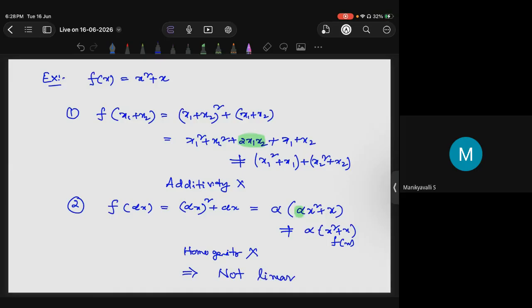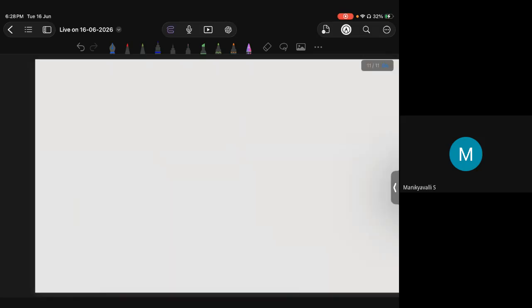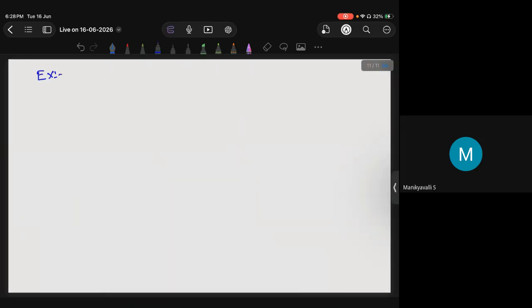So quickly, another example. We saw the first example as something like this: f of x equal to 3x. We said this is linear. We found it is satisfying both homogeneity and additivity. But there I had given x belongs to real numbers. Now I'm going to change it like this: x belongs to 0, 2, 4, 6, etc. So x takes only the even numbers.